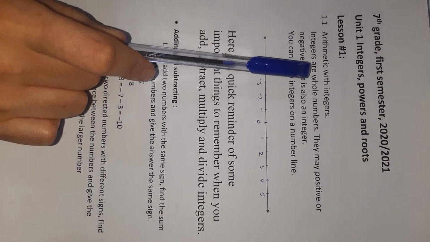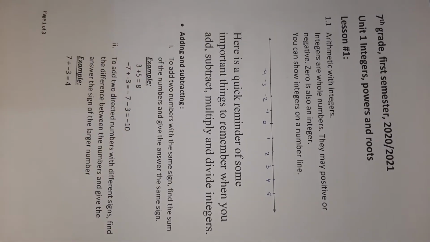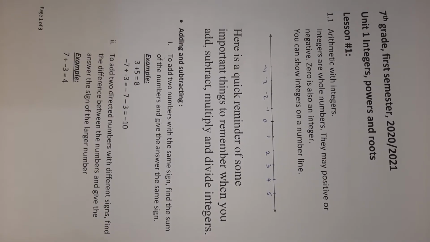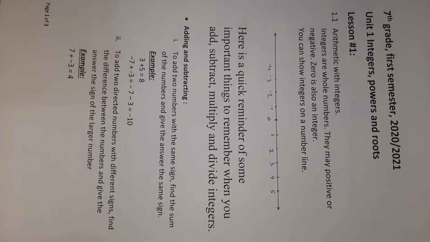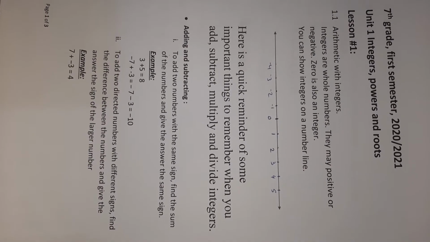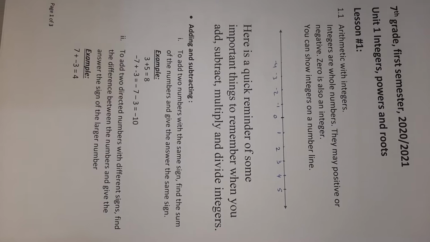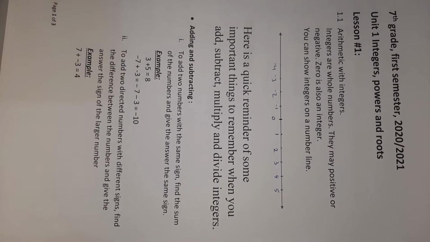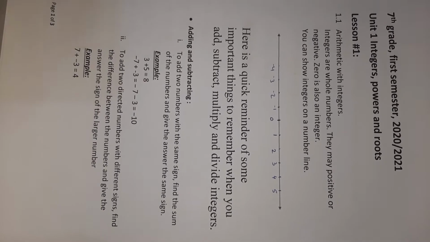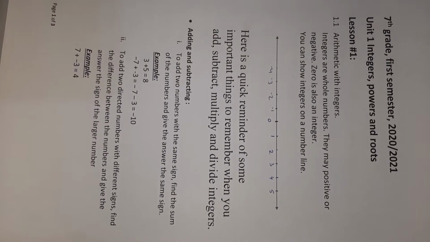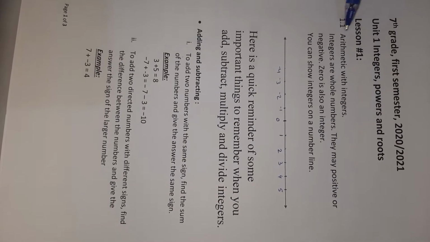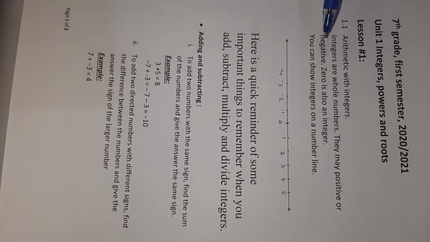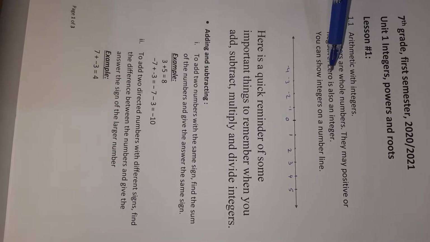Now the meaning of arithmetic with integers: it means the numbers, the integers, have 4 basic operations, which are addition, subtraction, multiplication, and division. This is the meaning of arithmetic. So there are 4 basic operations. Now the meaning of integers: whole numbers. They may be positive or negative. 0 is also an integer.